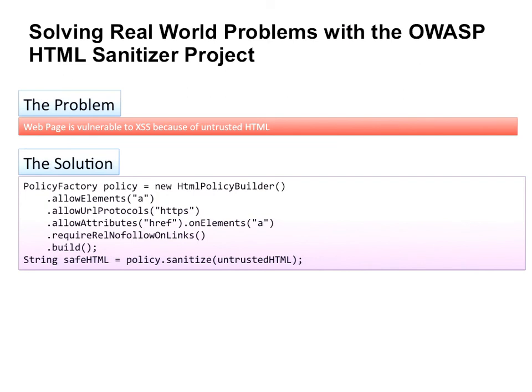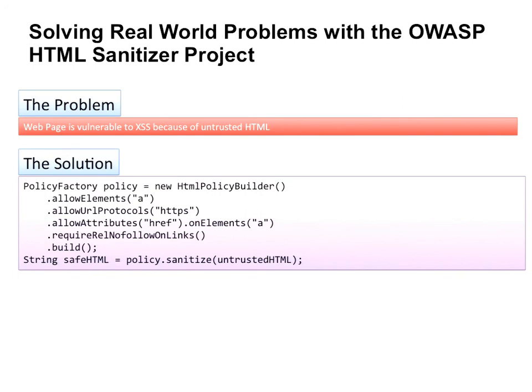In this case here, I'm saying, give me a new policy factory, and I'm defining a rule about allowing links. I'm saying allow the A tag, which starts a link, HTTPS URLs only, allow the href attribute only, no relative links allowed, and build it. Anything that doesn't fit this rule will be stripped out of the content. So that's an example of how to build a policy for untrusted HTML and secure things like TinyMCE.